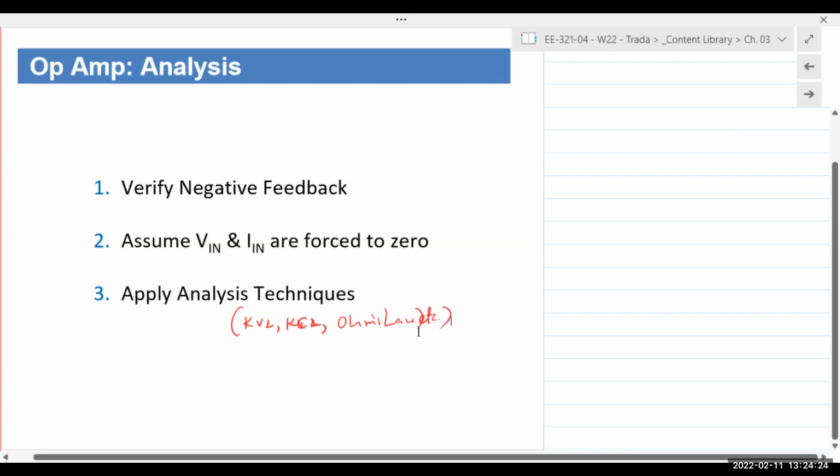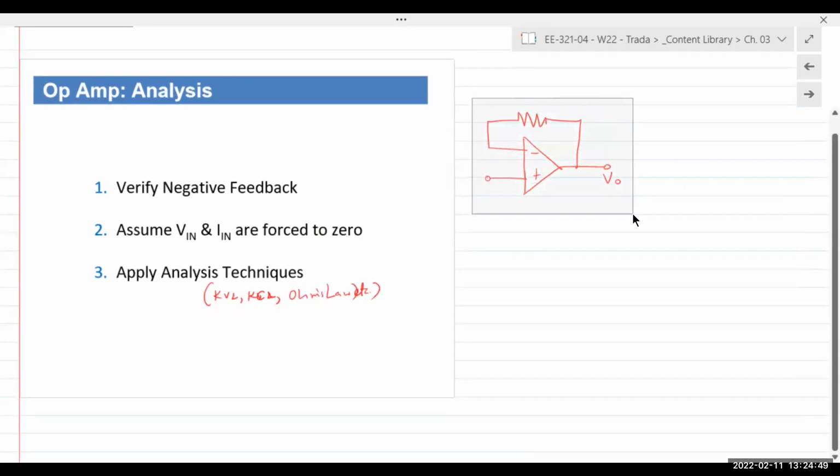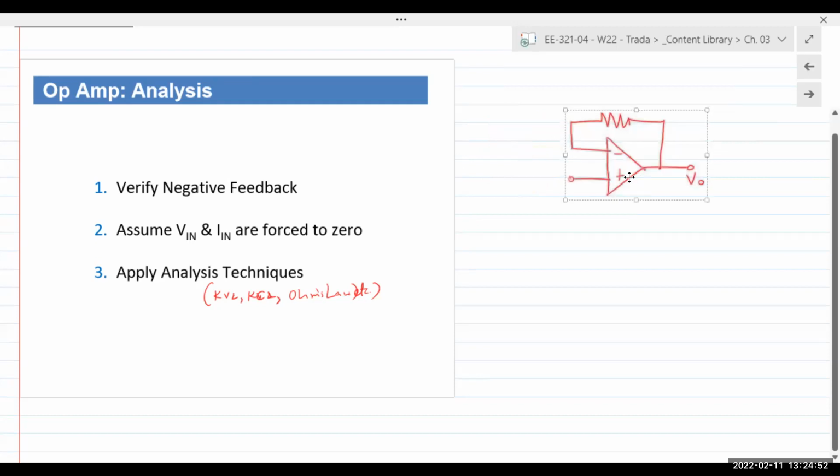Okay, so negative feedback is if there is a resistor connected there. It's V out. It could be an inverting or it could be a non-inverting amplifier. Does not matter. I'm going to leave that open right now.